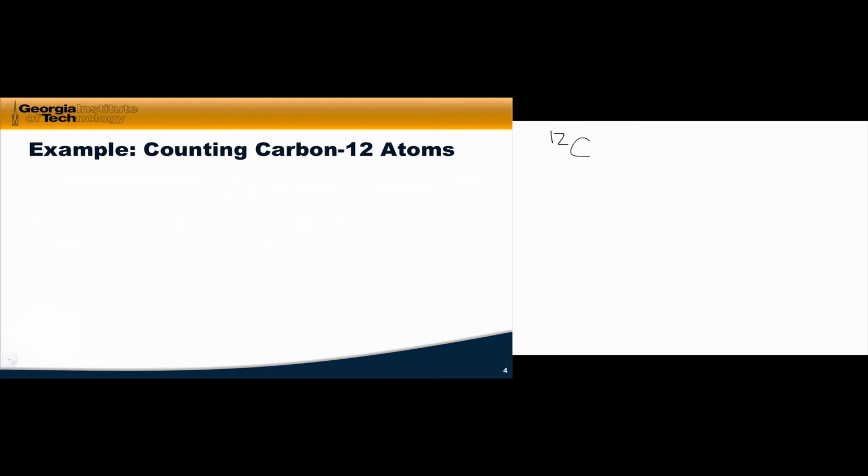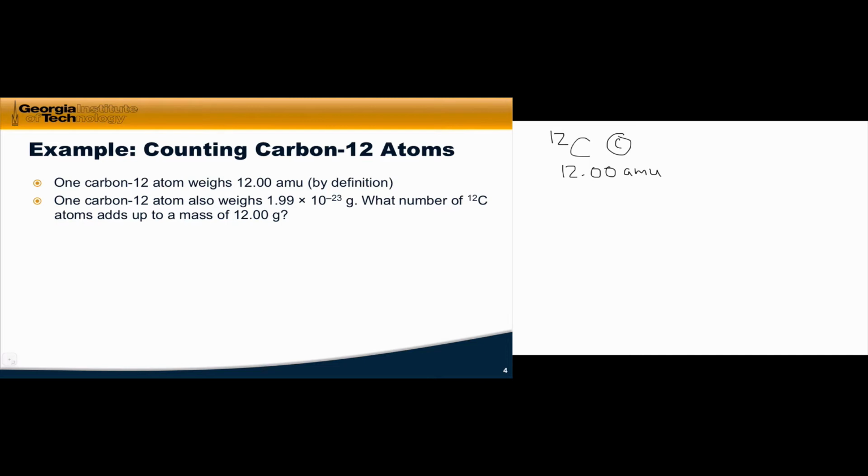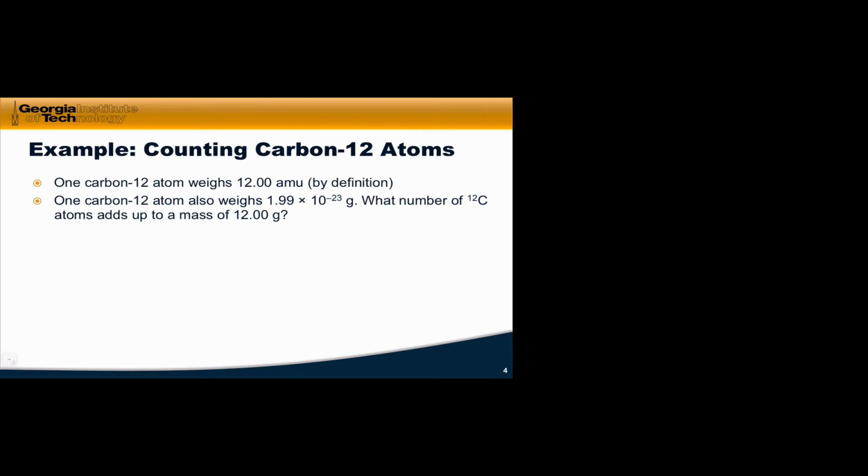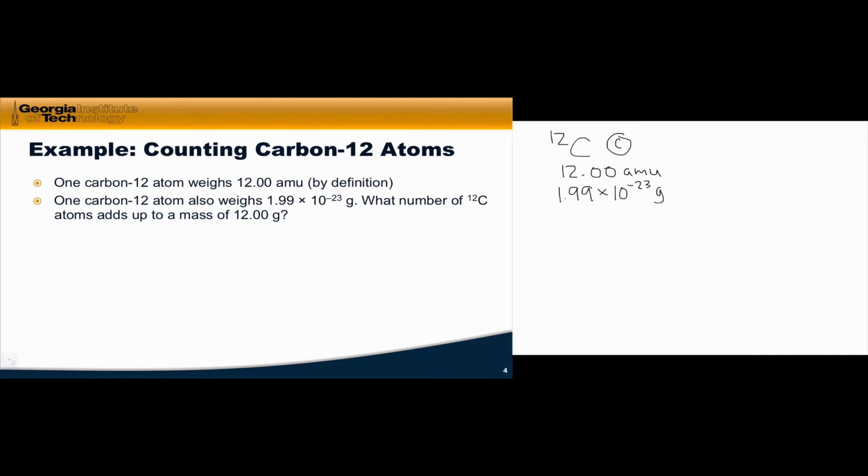Carbon-12 atoms have 6 protons in the nucleus and 6 neutrons. And one carbon atom weighs 12.00 atomic mass units by definition. This is essentially the internationally accepted definition of the atomic mass unit. That's a single carbon-12 atom has this mass. If we imagine we had a really sensitive balance, and there are other ways to get at this mass as well, we could determine the mass in grams of a single carbon-12 atom and determine that it would be about 1.99 times 10 to the negative 23rd grams.